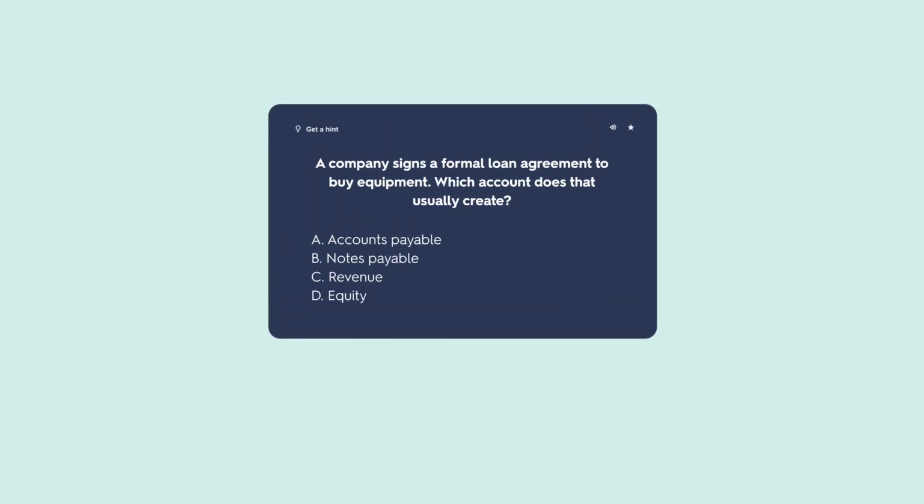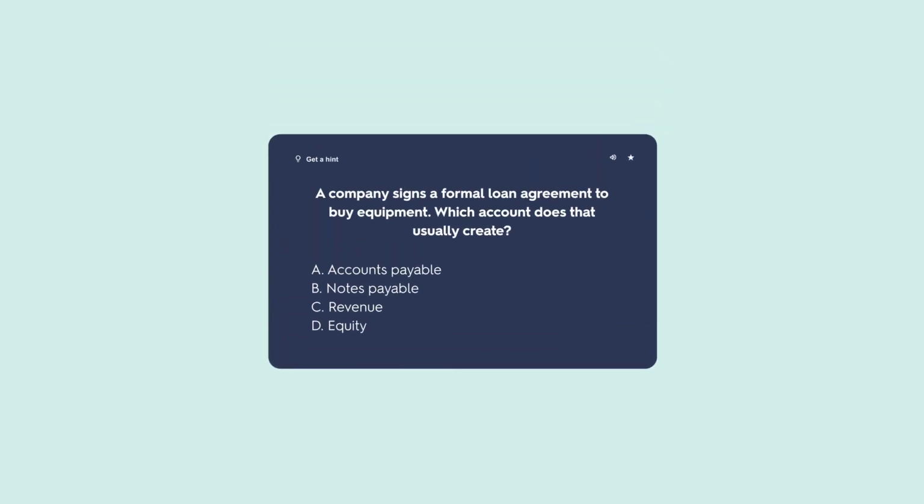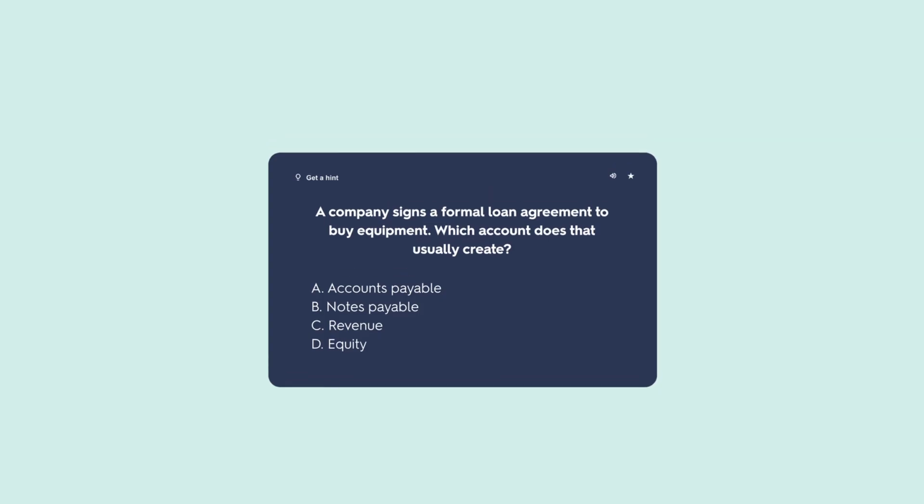Pop quiz. A company signs a formal loan agreement to buy equipment. Which account does that usually create? Accounts payable, notes payable, revenue, or equity? Lock in your answer. We will come back to it once you see how this works in real life.